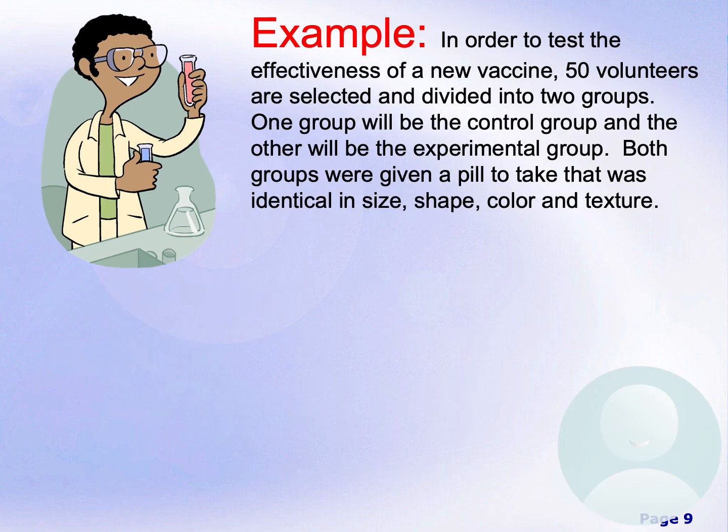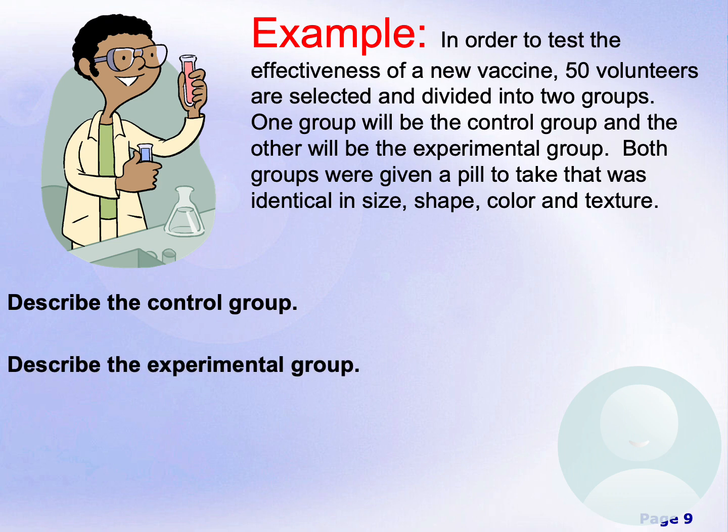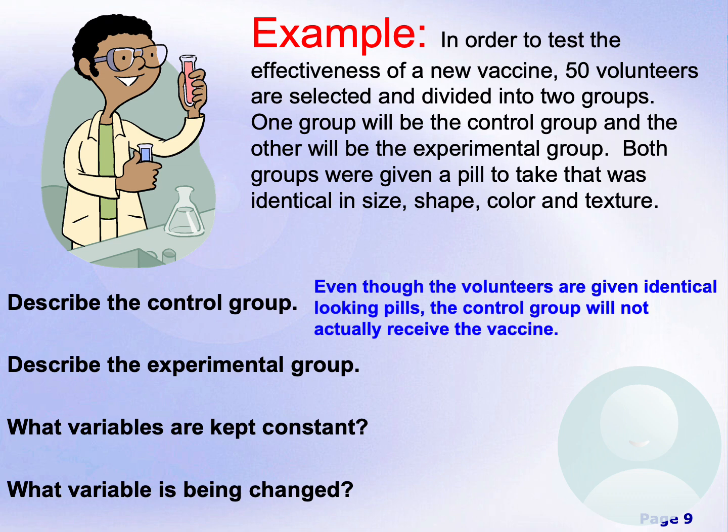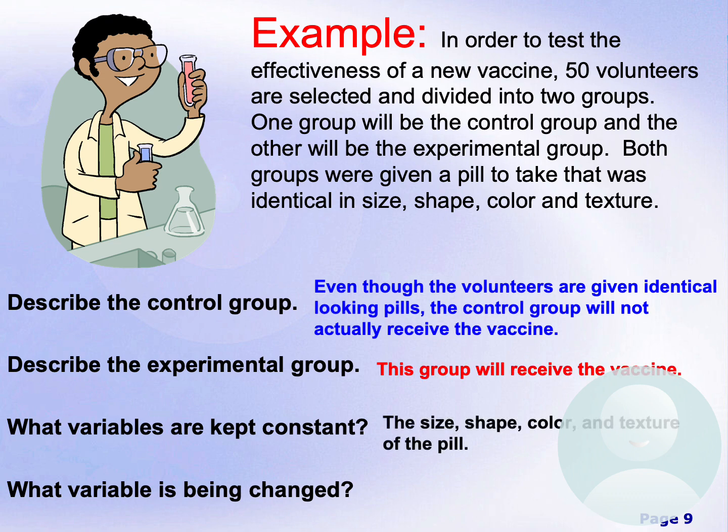Let's look at an example. Imagine you're testing a new vaccine. You give one group a pill with the vaccine, experimental group, and the other group a pill without it, the control group. Everything else, the pill's appearance, when they take it, how often, is the same. The only difference is the vaccine. That allows you to measure whether the vaccine had an effect. Feel free to pause this video to review this.